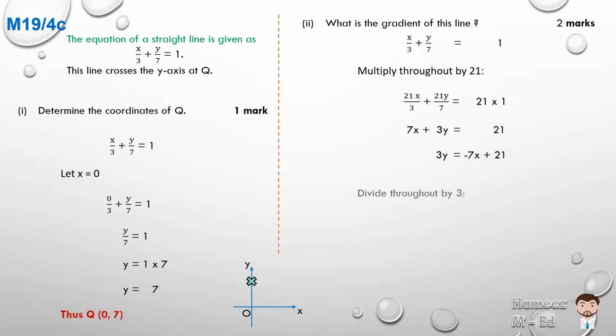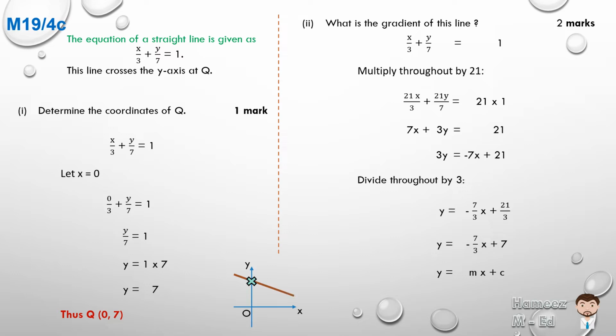So the coefficient will be 1. So how do we do that? We divide throughout by 3. So that will give us y is equal to minus 7 on 3x plus 21 on 3. And we can simplify that. So y is equal to minus 7 on 3x plus 7. So it looks like the general form y is equal to mx plus c. And what are we trying to do? We're trying to find the gradient. So the gradient is the m value, which is the number in front of the x, or the coefficient of x. So the gradient is minus 7 over 3.